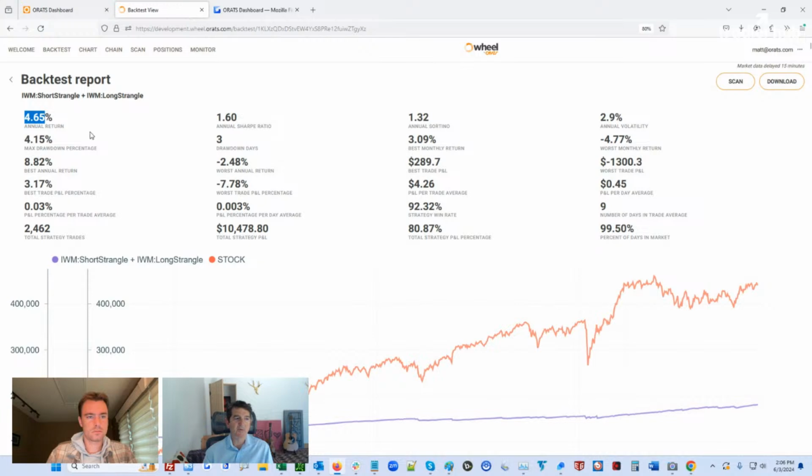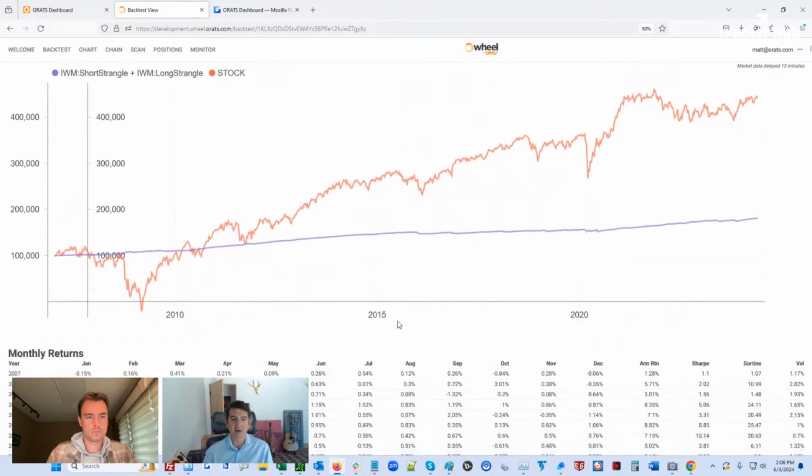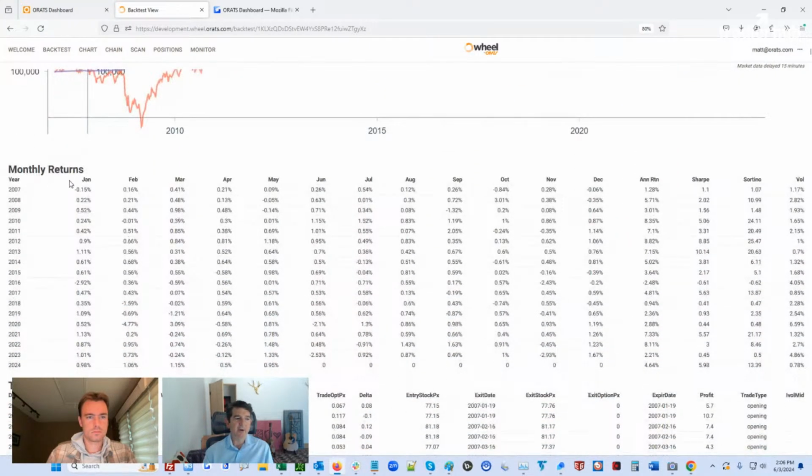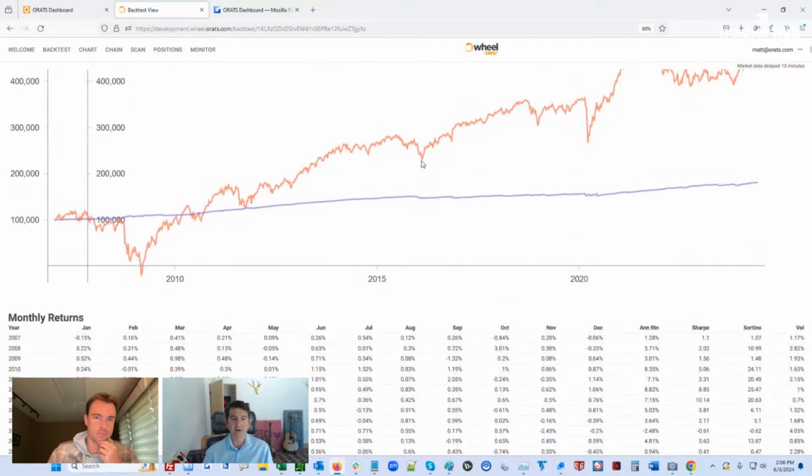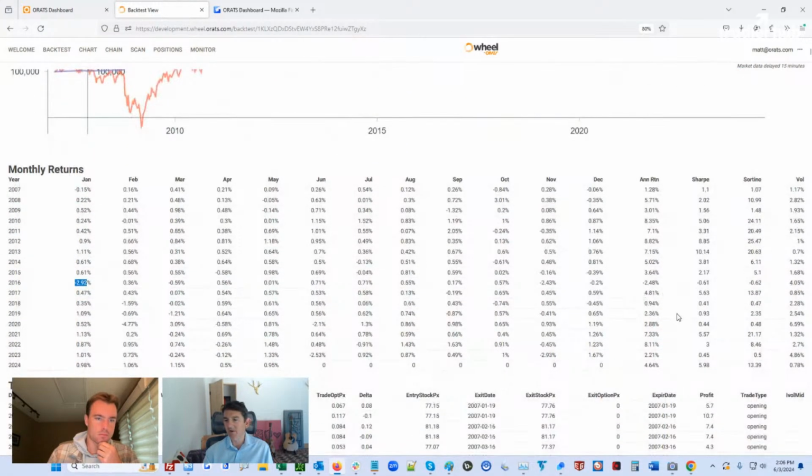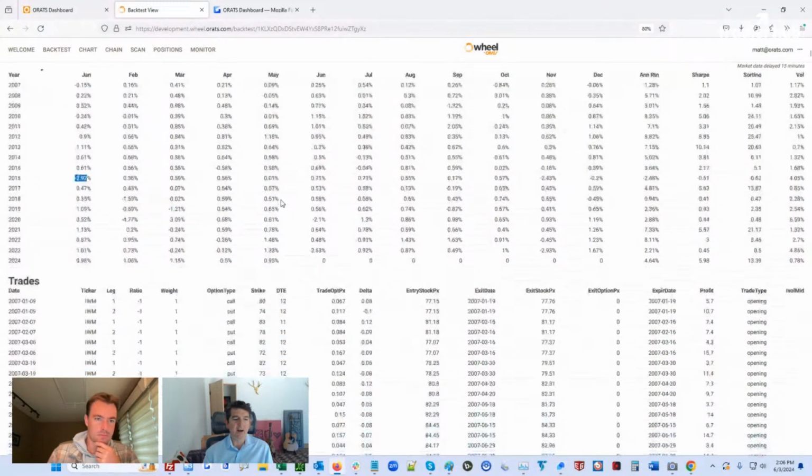Your annual return's 4.5%. If you look down, that's the graph, and then you look at the monthly returns. So these are the annual returns here. The only losing year was, interestingly, 2016. We rarely see that. This is IWM, so it was a little bit crazy. 2016 was a little different for IWM than many people are familiar with in SPY. But this is the kind of strategy that you like.